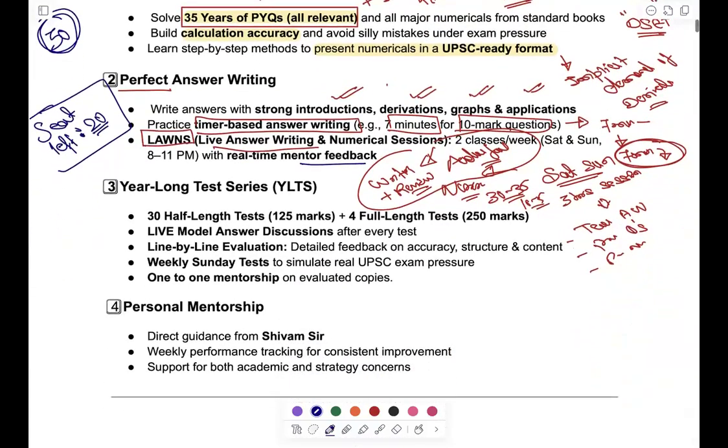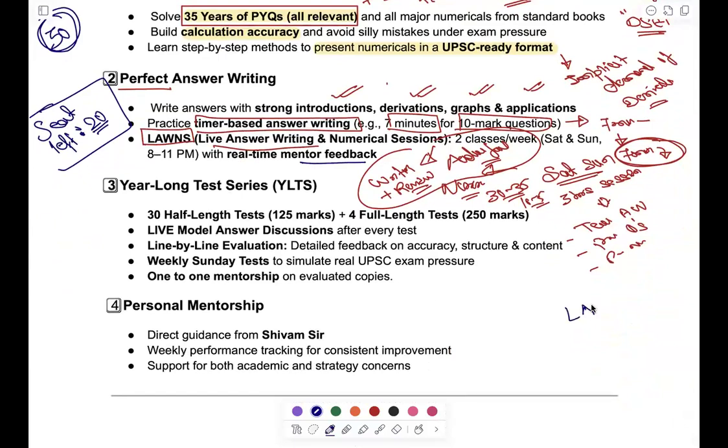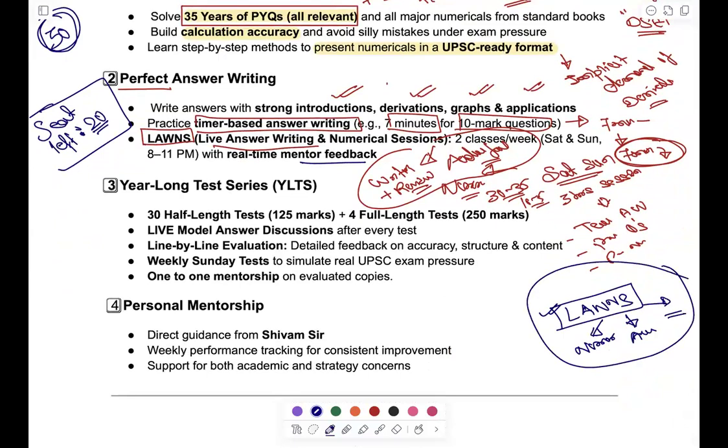You can understand this. Now, the first component I have talked about is the LAWNS. This is the class where you will be understanding the numerical ability. This is where you will be understanding the answer ability. And this is where you will be practicing all things in the real-life format. Now you are ready to give the test.